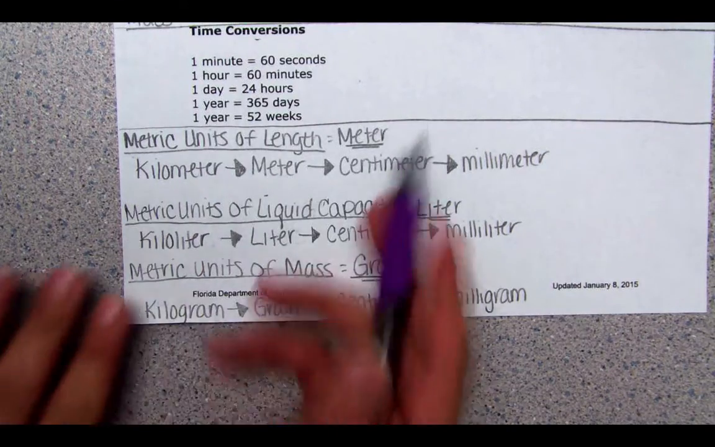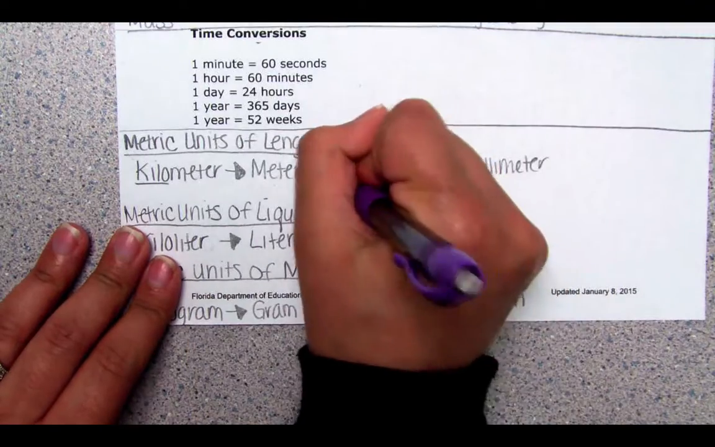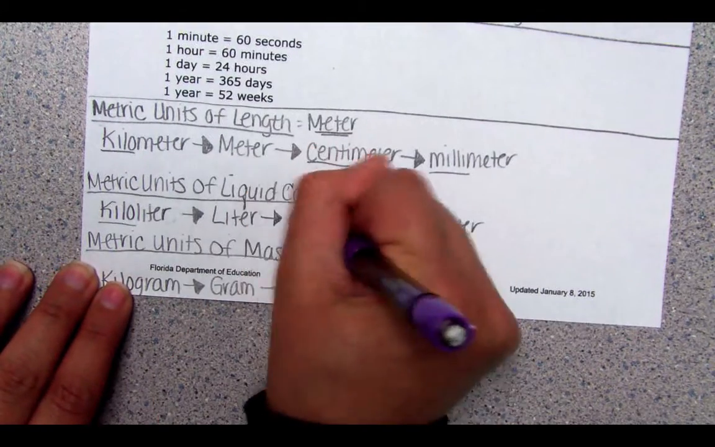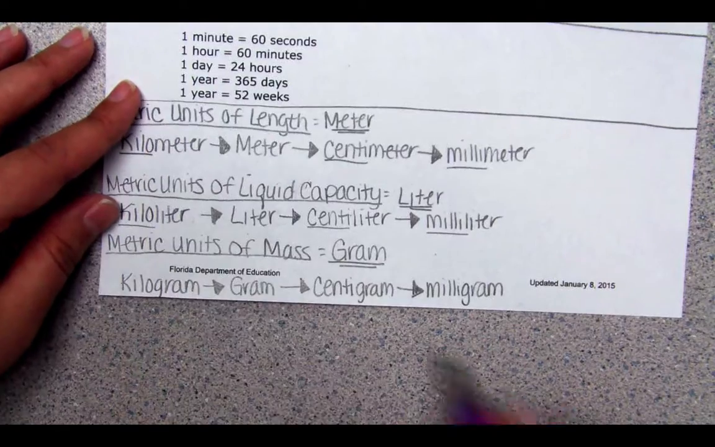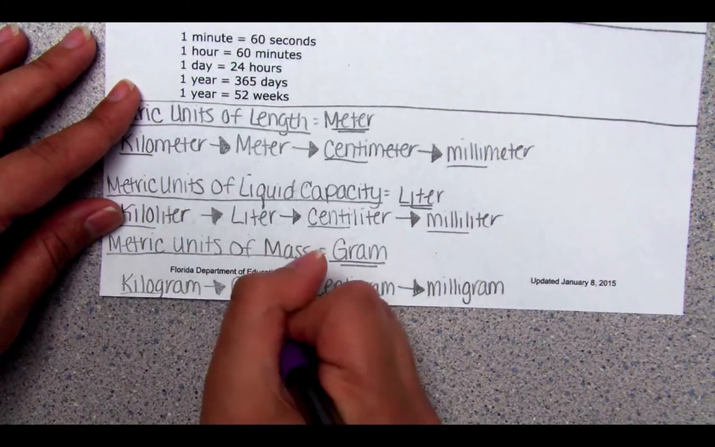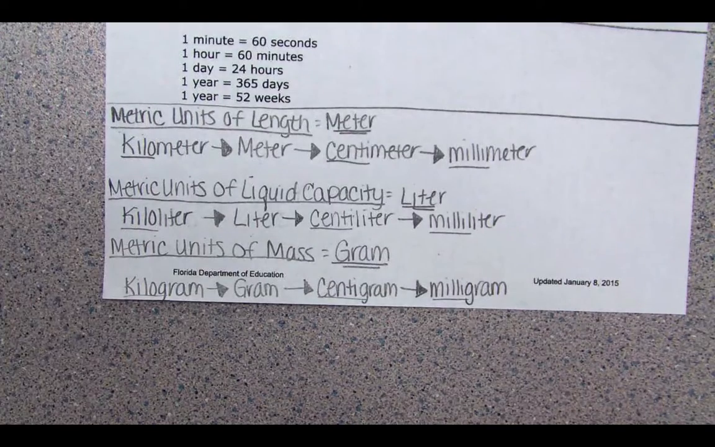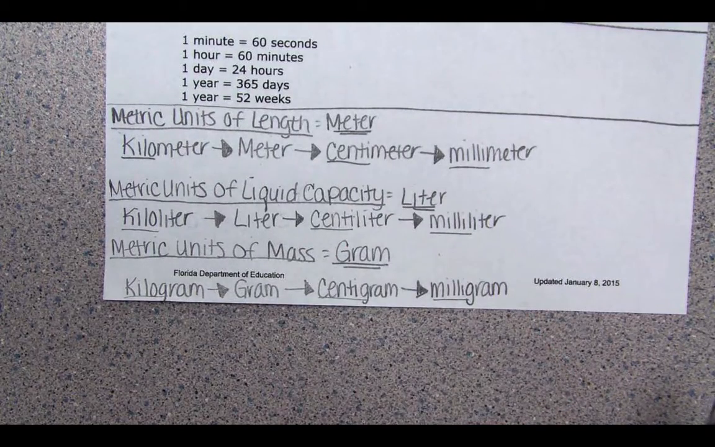We have kilo, we have our base word, then we have centi, then we have milli. Then here we have kilo, our base word, centi, milli. And then again, for mass, we have kilo, our base word, centi, and milli. So the prefixes stay the same. What changes is the base word, and that depends on what you are measuring.